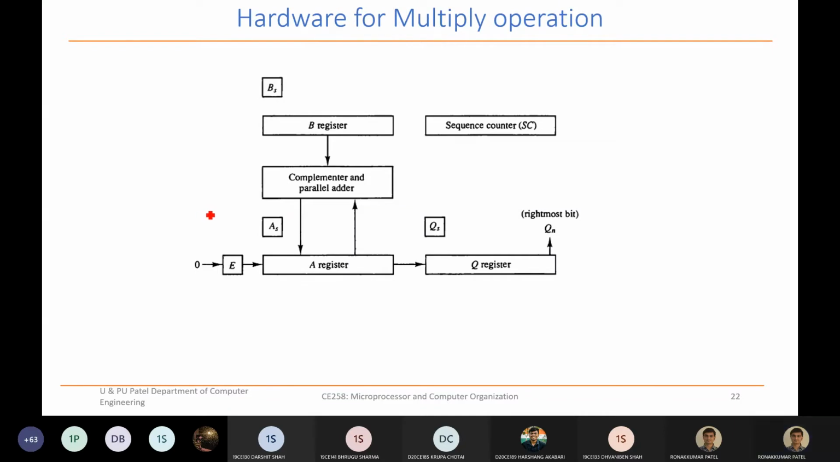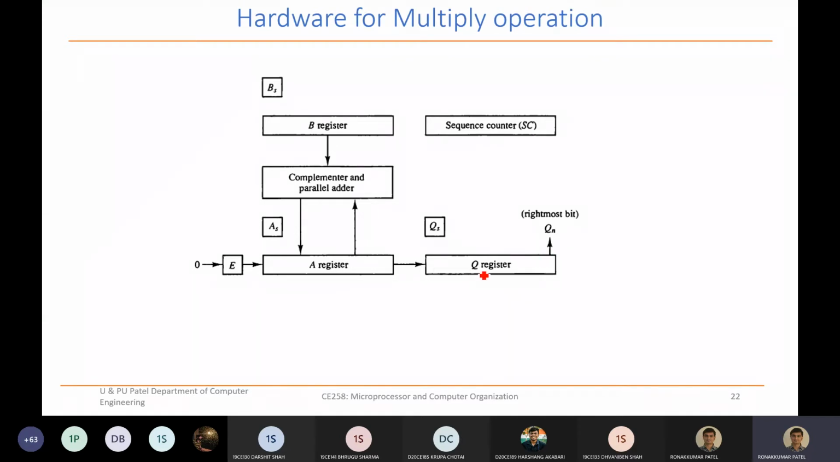Now, B register, A register, Q register, and this is the sequence counter. This is also a register. These are the sign of B, BS, sign of A, AS, sign of Q, QS, and QN. It shows the least significant bit. The sequence counter, or let's take Q first.